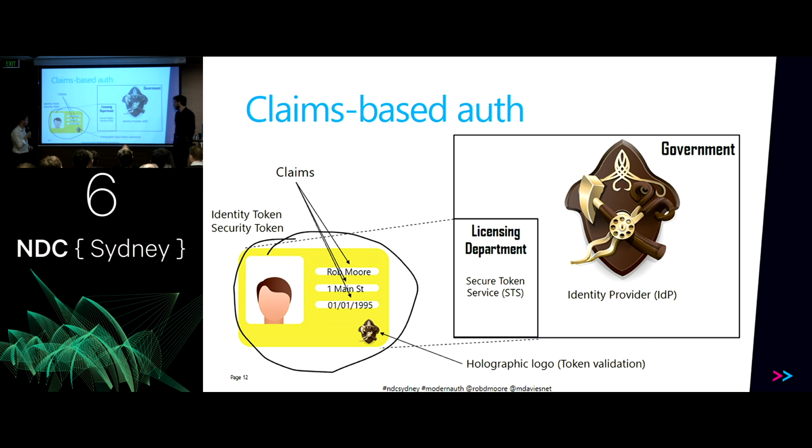Now, in the case of the physical example, there's all these cool holographic logos and that sort of thing on the driver's license that you can look at to make sure that it's real. In an electronic example, all of this plays out in all of the modern protocols that we're going to be looking at in this talk. For instance, token validation is usually done as a cryptographically signed hash.